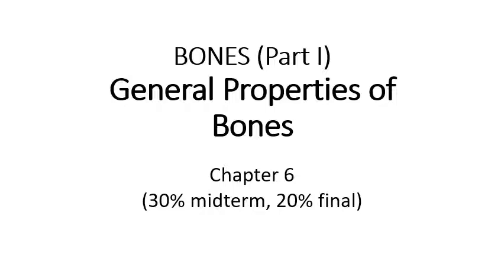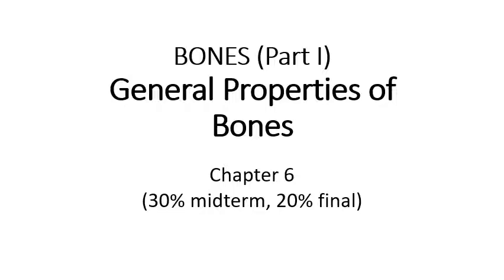So for the first time, this course will sort of feel like a real anatomy course, because you always feel like you're studying anatomy when you're learning the names of bones in the skeleton. So this is our first official sort of feeling like an anatomy course.